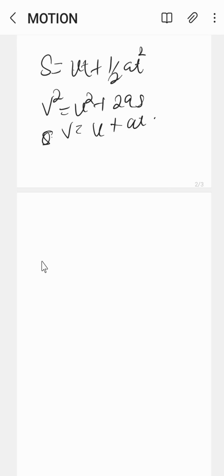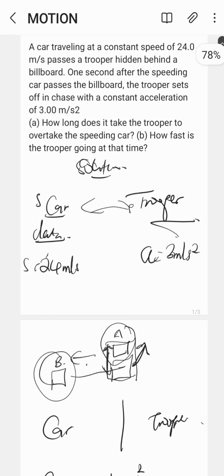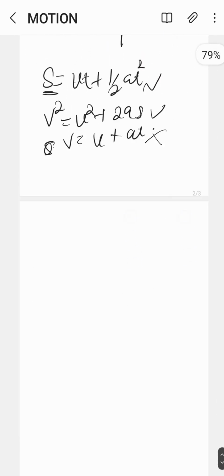So which one are we going to use? We're trying to find distance, right? So this one is a potential and this one is a potential. This one is not a potential because it does not have distance. Now, for the first question, we don't have acceleration, right? We only have constant speed. So we only have the speed at which the car is moving. In that case this will take us some time because we don't have acceleration, so this will not work also.